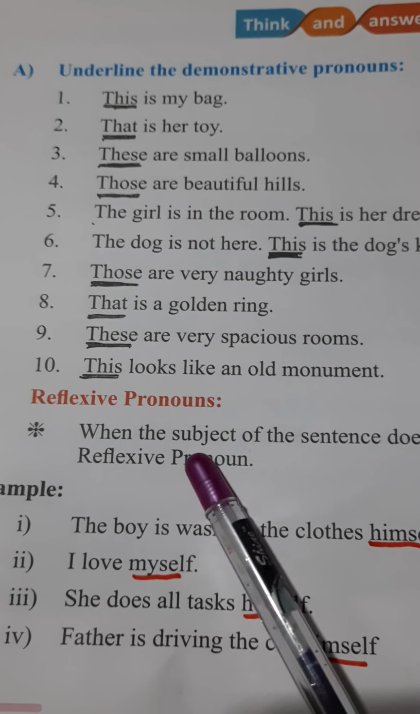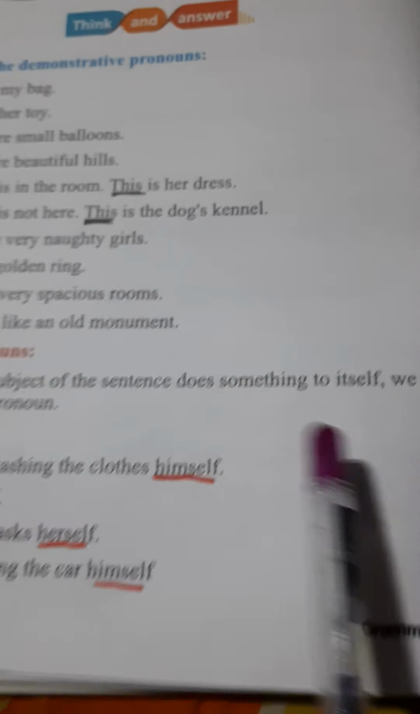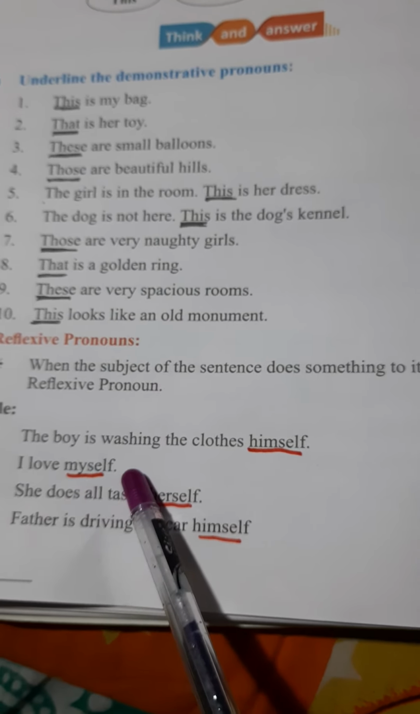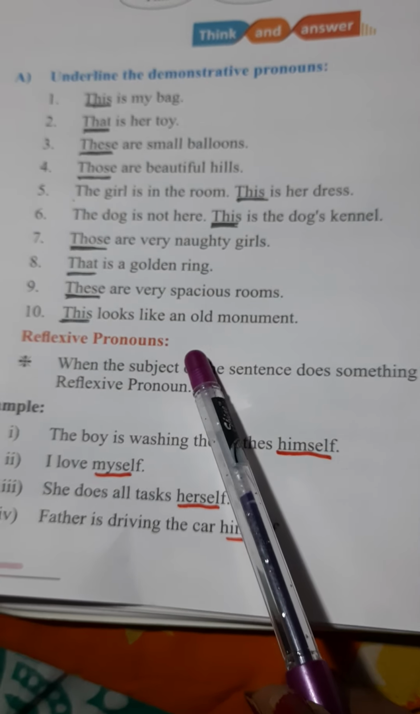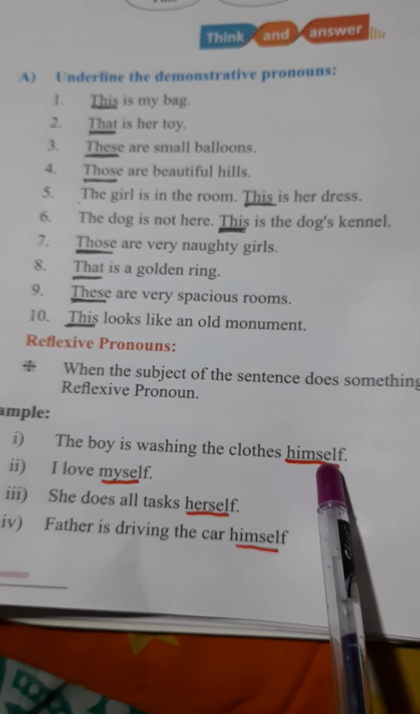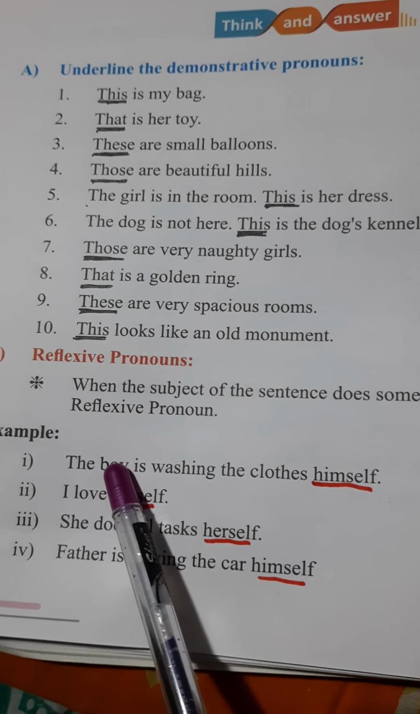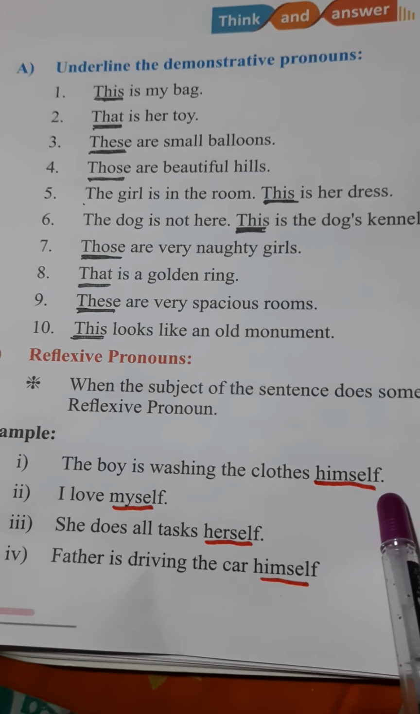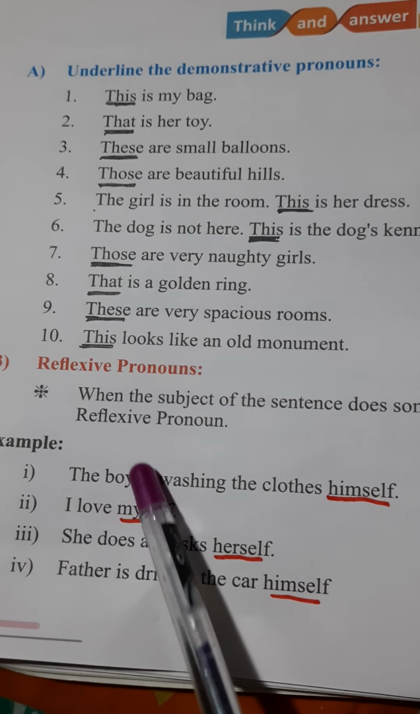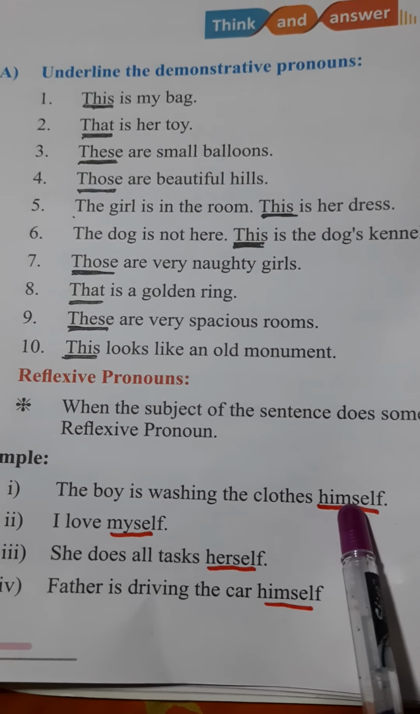Next is children, reflexive pronouns. When the subject of the sentence does something to itself, we use a reflexive pronoun. कोई भी सब्जेक्ट अपने आप पर कुछ करता है उसको हम बोलते हैं रिफ्लेक्सिव प्रोनाउन. Like the boy is washing the clothes himself. Who is washing the clothes himself? Boy. So we are talking about the boy in the subject also, and we are talking about the boy in the predicate also. So that becomes a reflexive pronoun. The boy is washing the clothes himself. So himself is a reflexive pronoun.